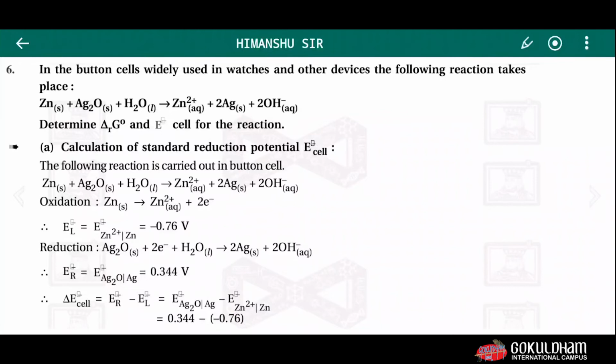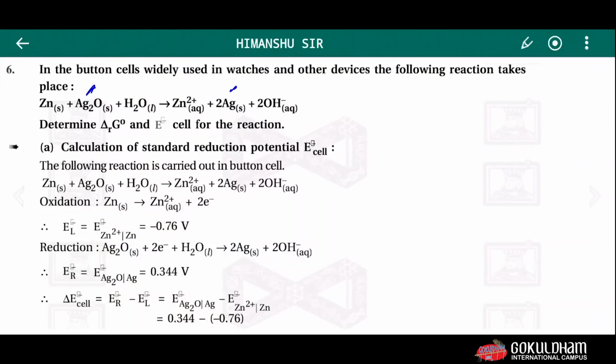that is, in the button cells widely used in watches and other devices, the following reaction will take place: Zn plus Ag2O plus H2O gives Zn2+ plus 2Ag plus 2OH-. You can see from the equation that zinc is converted into Zn2+ and Ag2O is converted into Ag. So we can say that zinc shows the oxidation process and silver shows the reduction process.